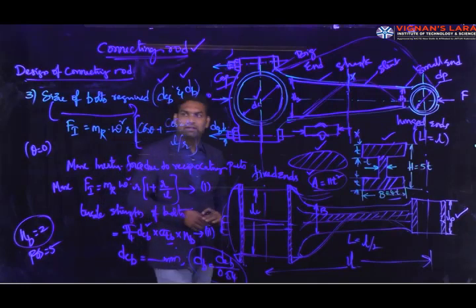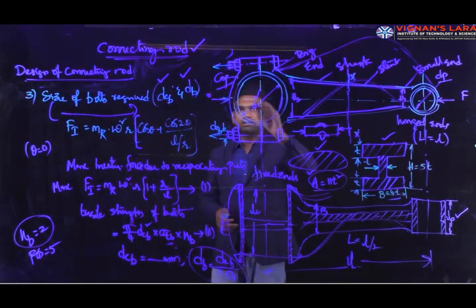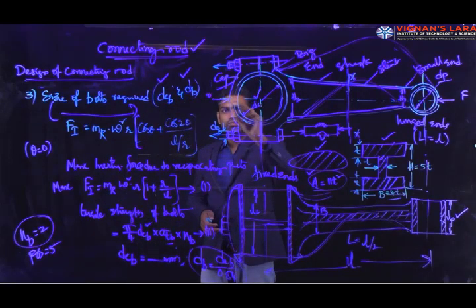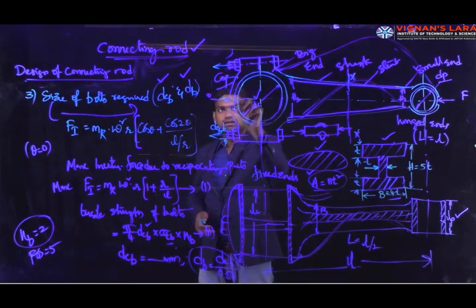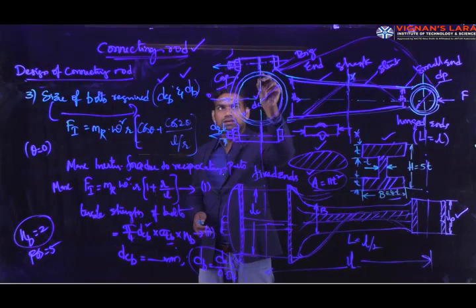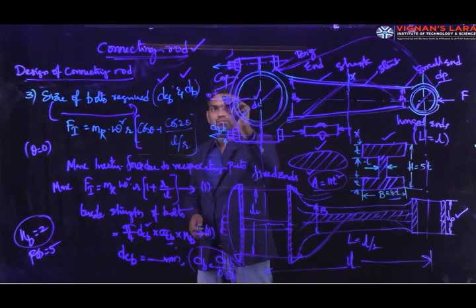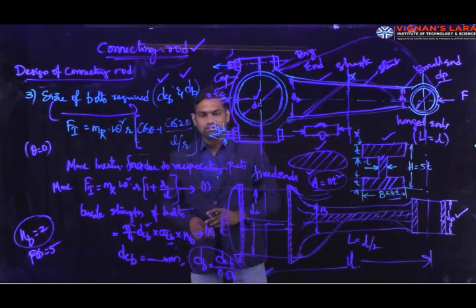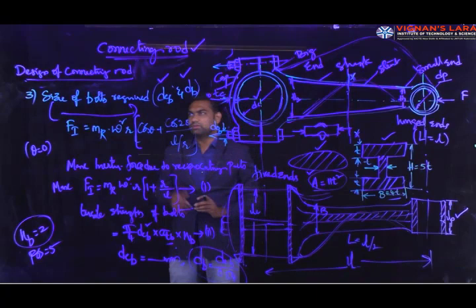After finding out the dimensions of the bolt, the final step in the design is to calculate the thickness of the cap. Here it is the cap, a separate cap used to assemble the parts. The thickness of the cap is denoted by TC, that is to be calculated after finding out the size of the bolt.